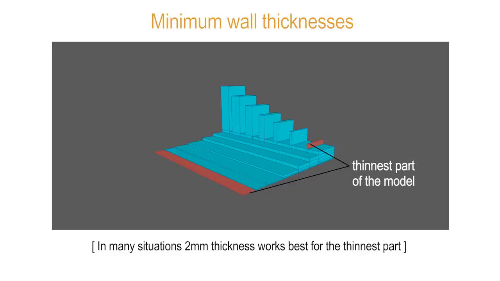The thin part of the model will have that mentioned thickness value to get a good print. This value is different in case of each material. 2 mm thickness is best in many cases. We can use a wall thickness of 0.8 mm also, mostly in cases of more flexible walls.